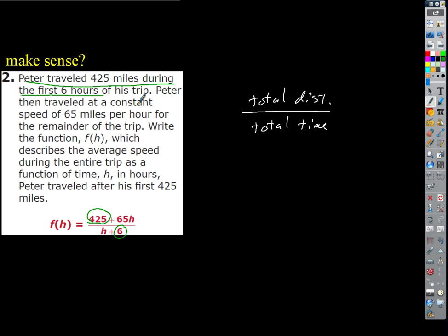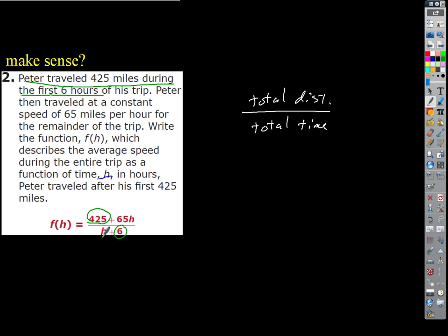It says, Peter traveled at a constant speed of 65 miles per hour for the remainder of the trip. Write the function f of h, which describes the average speed during the entire trip as a function of time, h, in hours. Peter traveled after, so h represents the time in hours he traveled after the first 425 miles. So h only represents the time for the second part of the trip.